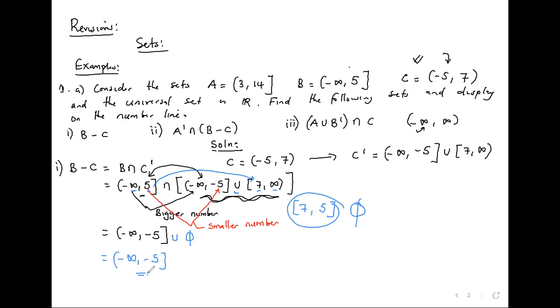As to display on the number line, you display the final solution. So you display up to -5. So here, all the way from -infinity up to -5. This is B minus C, the displayed solution. So that's the easiest way of getting this.